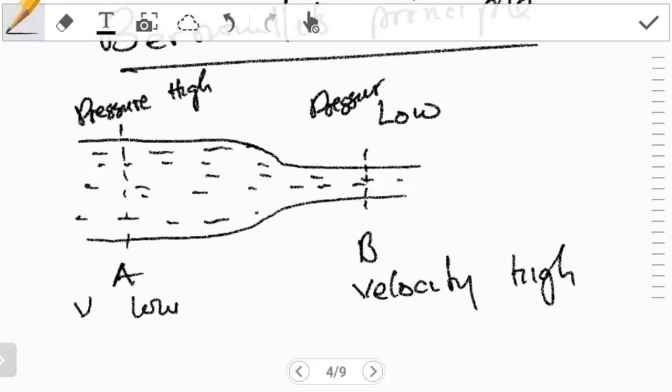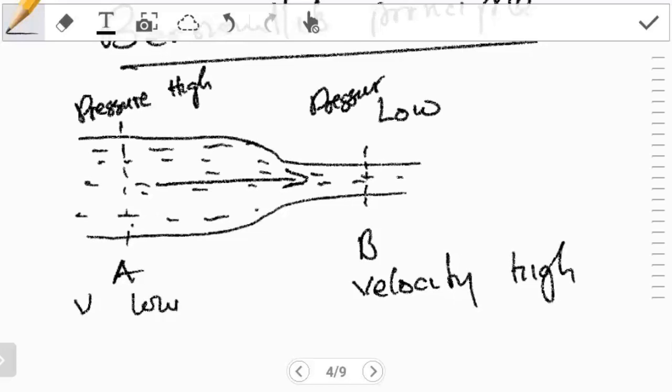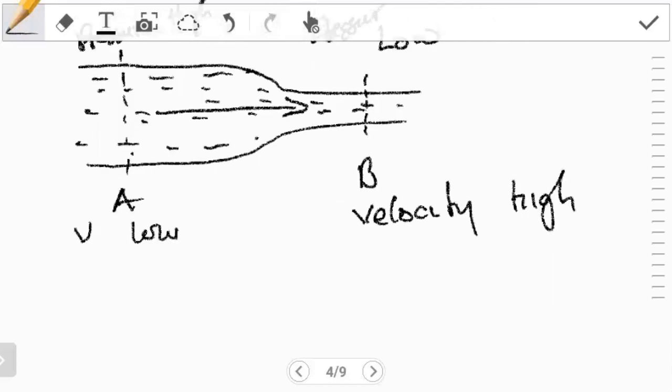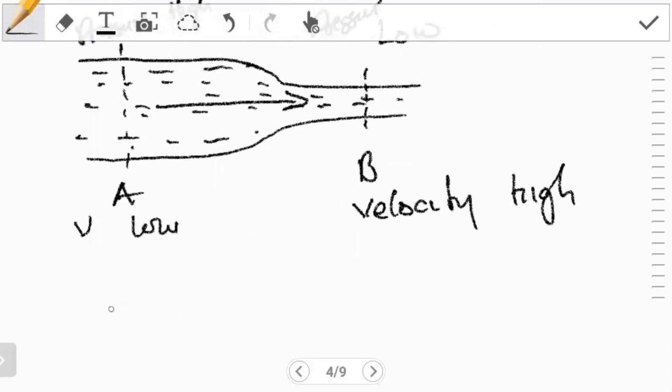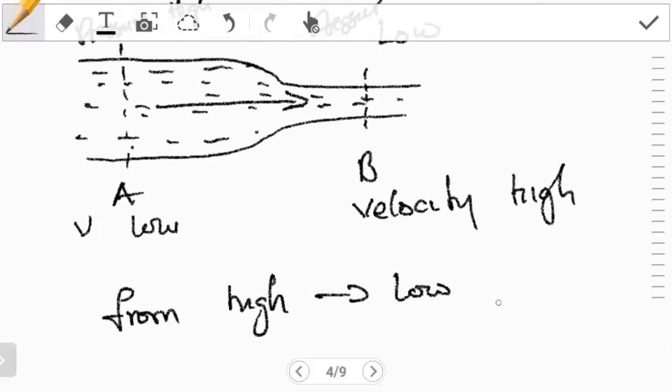Well, if that's the case, think about it like this. If point B is at high pressure and point A is at low pressure, how possible is it that the fluid is going to flow in this direction? Because what we know is that fluids flow in one way. Fluids will flow from high pressure to low pressure. So this is literally how fluids will flow.